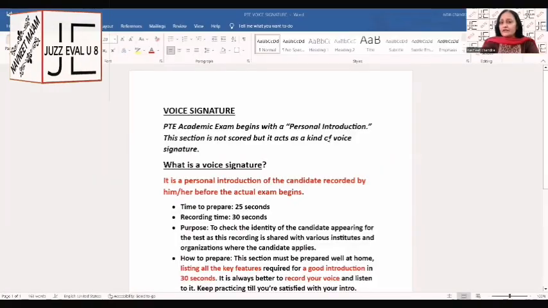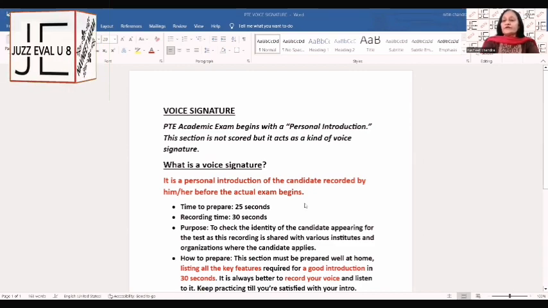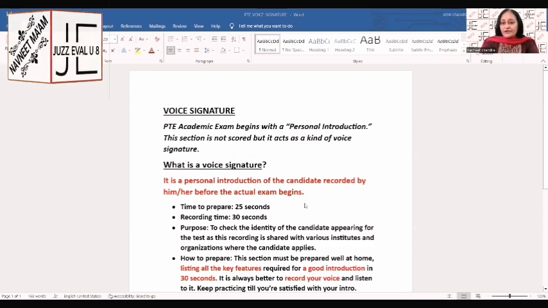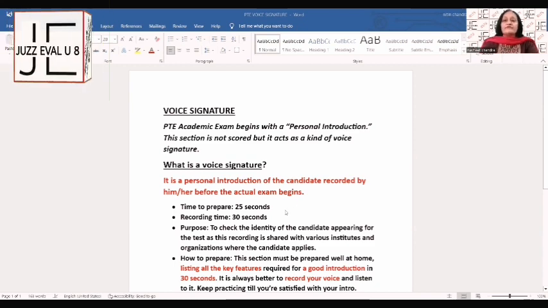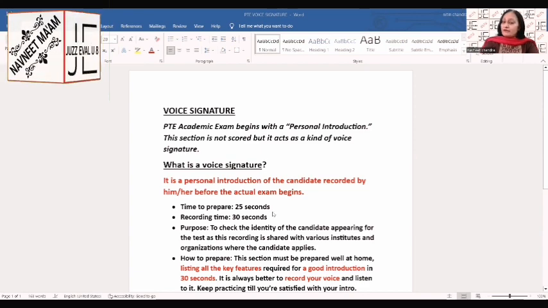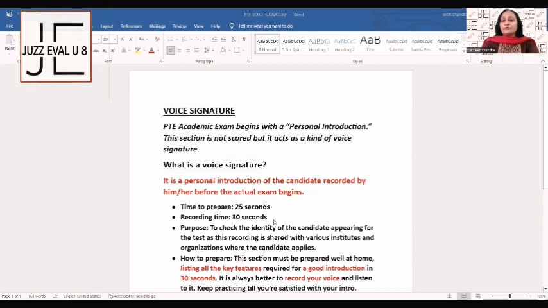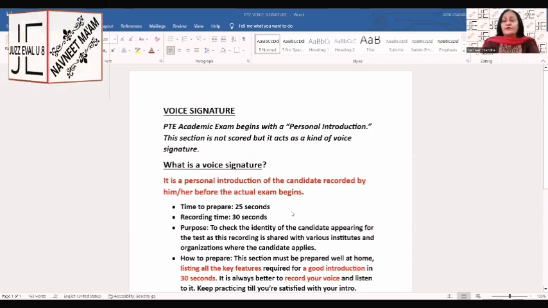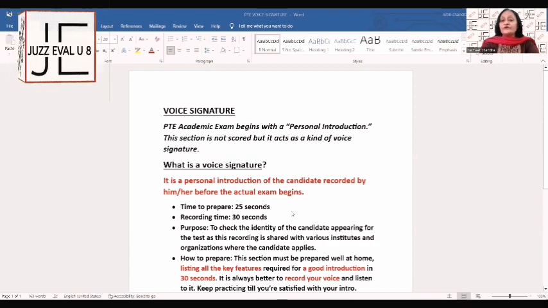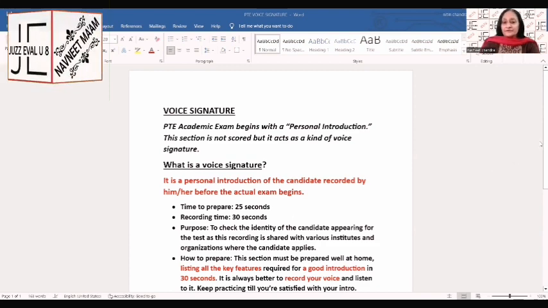Now, voice signature, basically a personal introduction. So before the exam starts, you have to record your personal introduction. You will be given 25 seconds to prepare for it and 30 seconds to record. So what you can do is, since you know that this introduction is going to take place, you should prepare for it at home and see what all you should include in your personal introduction.